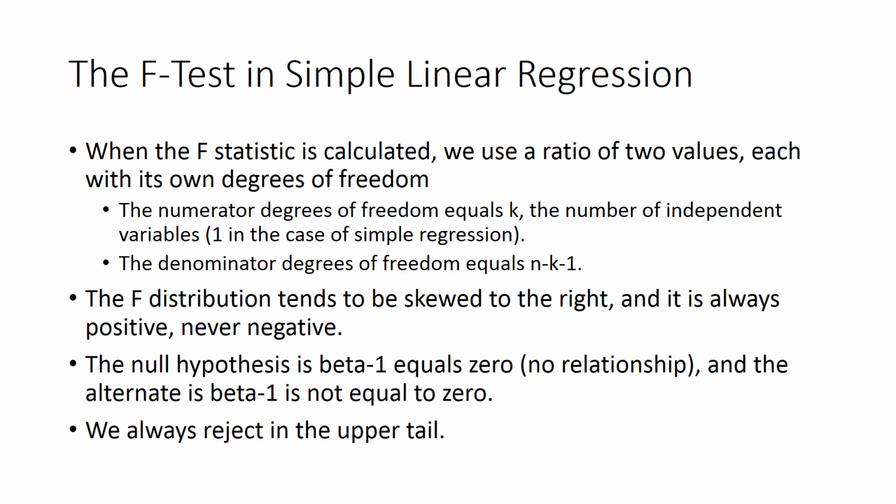The null hypothesis is that the population slope, beta 1, is 0, which means there's no relationship between x and y. The alternate is beta 1 is not 0. With this F-test, we always reject the null hypothesis in the upper tail.